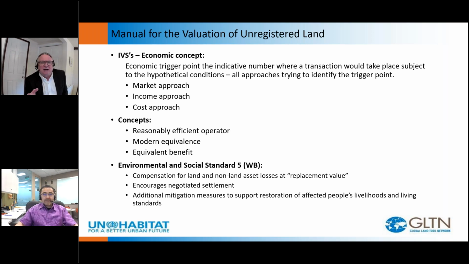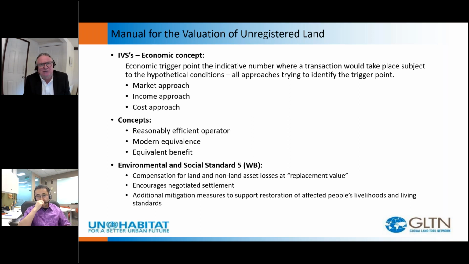The manual for unregistered land looks at economic concepts. It creates valuations about identifying trigger points that give an indicative number where a transaction would take place under sets of hypothetical conditions. So what we're doing is creating this framework, which is then transferable into all sorts of different circumstances, but it creates that structural integrity so that there is a commission and understanding of how the process has been undertaken.